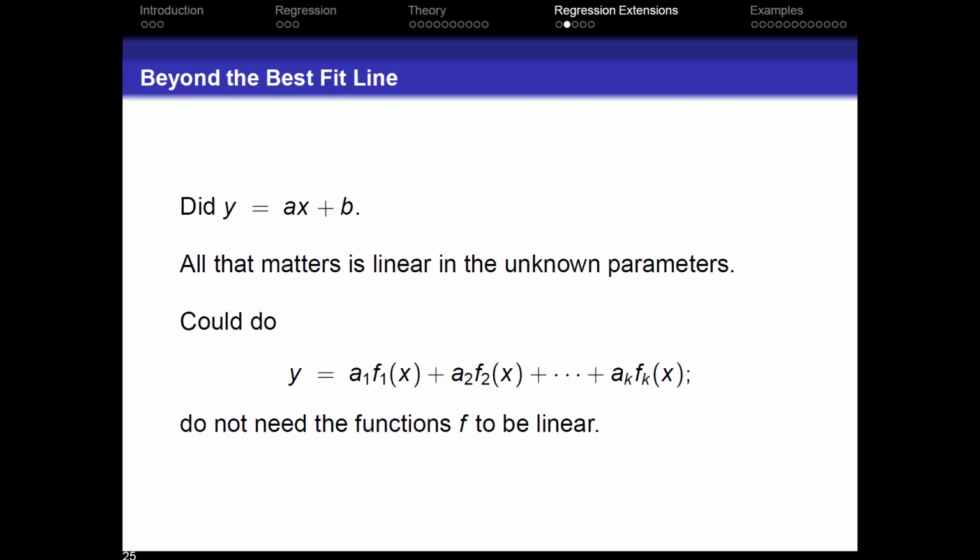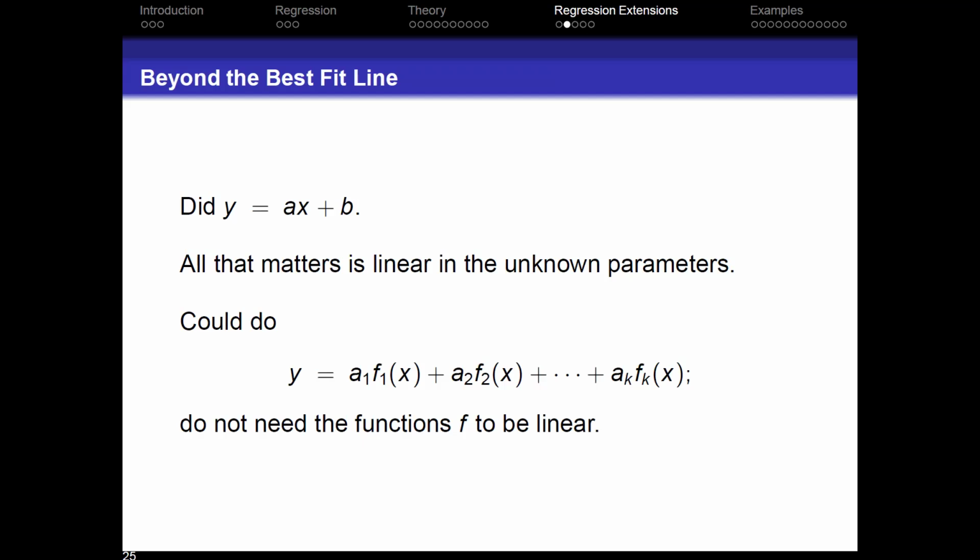Most things in life are not straight lines. So if we could only handle straight lines, we would be in trouble. So one thing is, it actually doesn't matter that it's a straight line. What matters is that we have a relationship that's linear in the unknowns. We did A and B, and we did Y equals AX plus B. So that's the case, F1 of X is X, and F2 of X is 1.